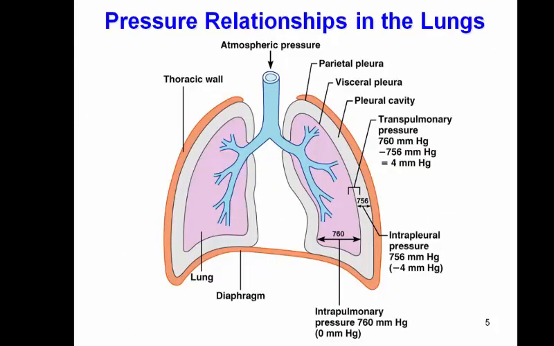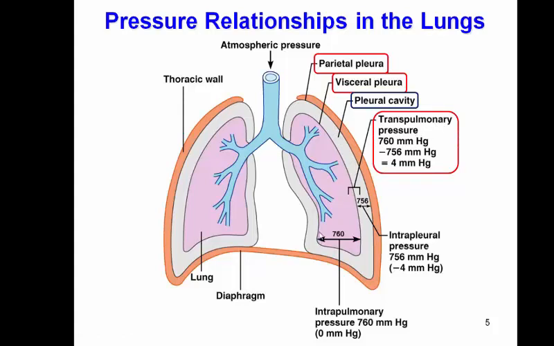And to illustrate that importance here in this drawing, here we have the outer parietal pleura. Here we have the inner layer surrounding the lung itself, which is the visceral pleura, and our pleural cavity between the two. And that sets up a transpulmonary pressure.